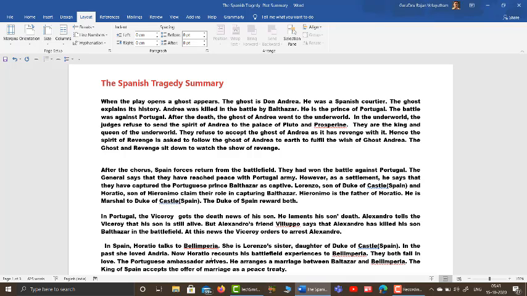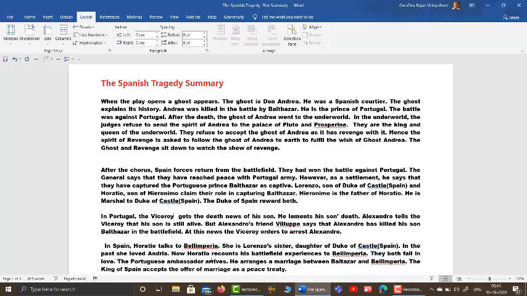Who is the son of the Viceroy? We have discussed in the character mapping. The son of the Viceroy of Portugal is Balthazar. So he has received news that his son Balthazar was killed in the battlefield, and he laments the death of his son. Two people have come from the battlefield to the palace. They are Alexander and Villupu.